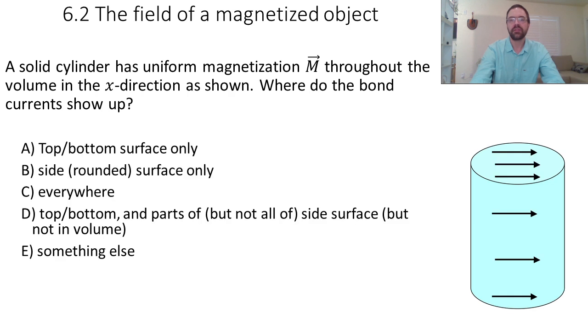Now, next question. This time, the solid cylinder has a uniform magnetization in the x direction. Where do bound currents show up?